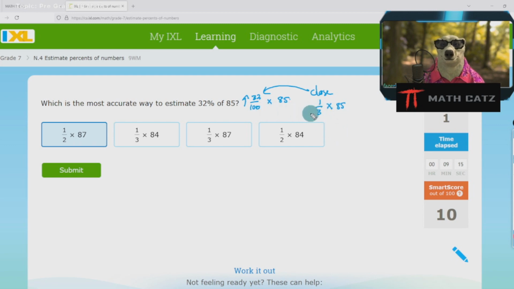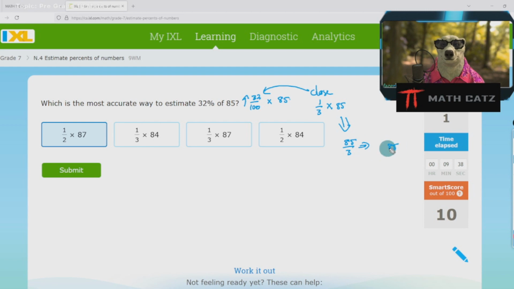The whole point is to make it something I can do in my head. Now, unfortunately, 85 is not a multiple of 3 that I can just do a division, although that division is also not very difficult. So let's just do it exactly and see.